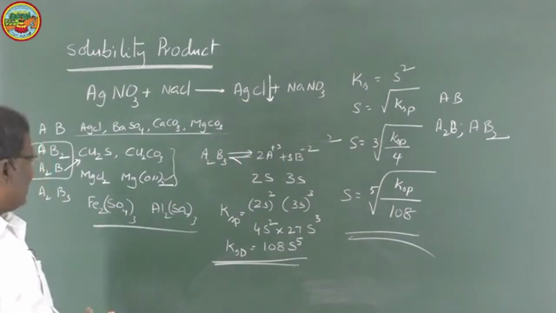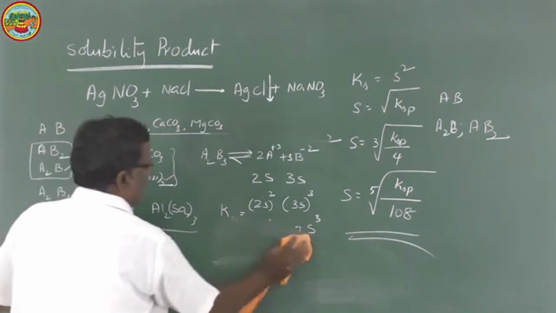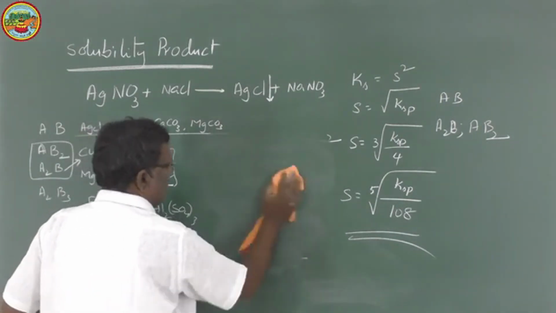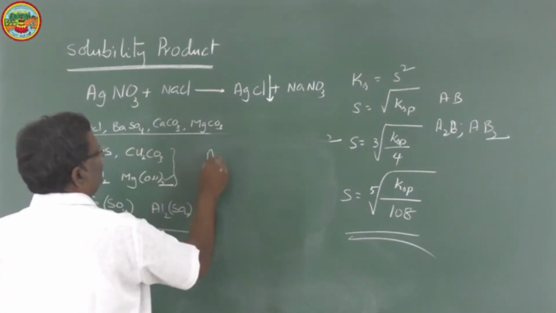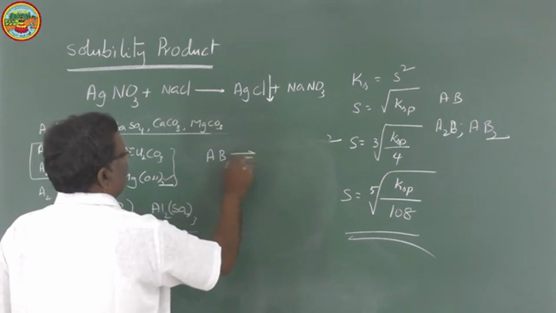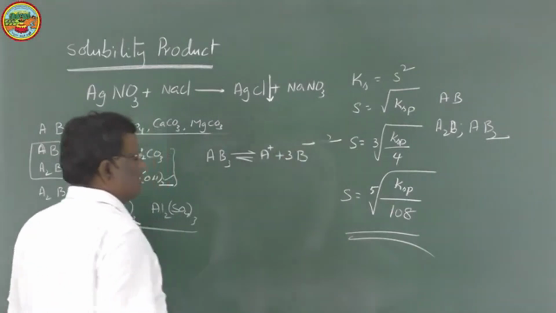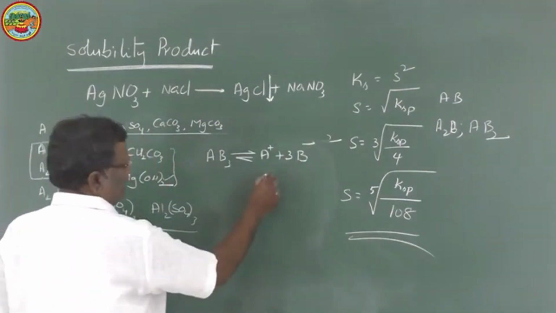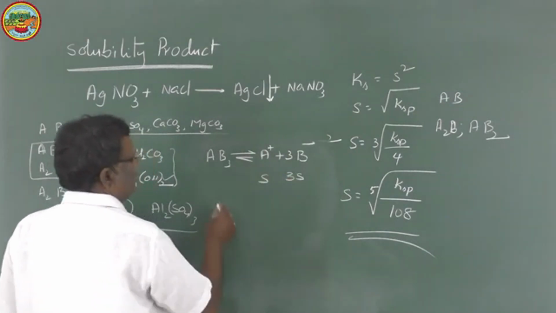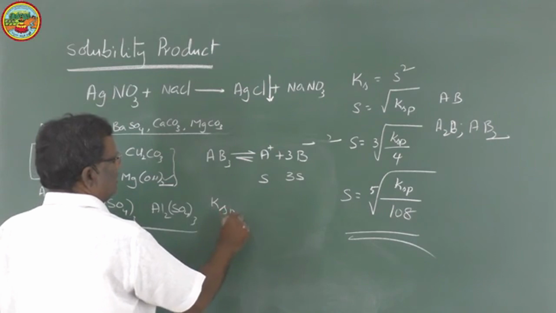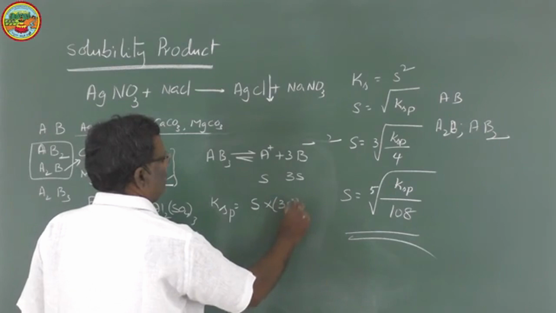Solubility. Another type is the AB3 type, for example FeCl3. For AB3 salts, they ionize as A plus plus 3 B minus. If solubility is S, the concentration of A plus ions is S and of B minus ions is 3S. So for such salts, KSP is equal to S into (3S) whole cube.